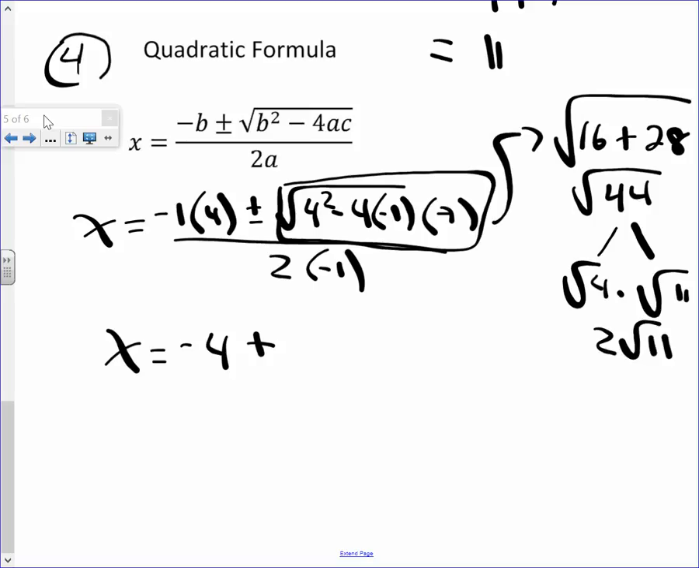On tomorrow's benchmark, you might see this as an option A, B, C, or D. If they want an exact answer, it'll be looking like this. Over 2A, so that's -2.